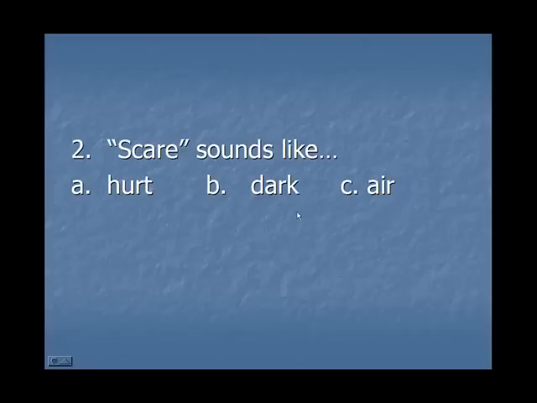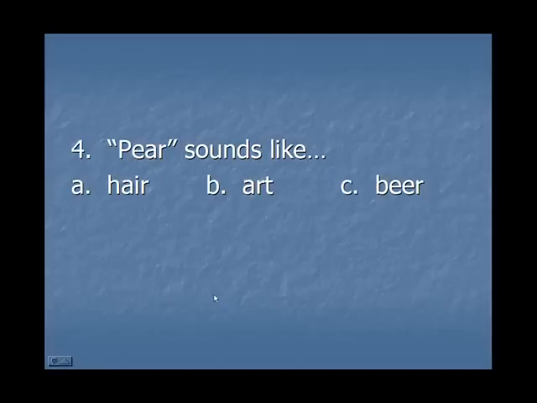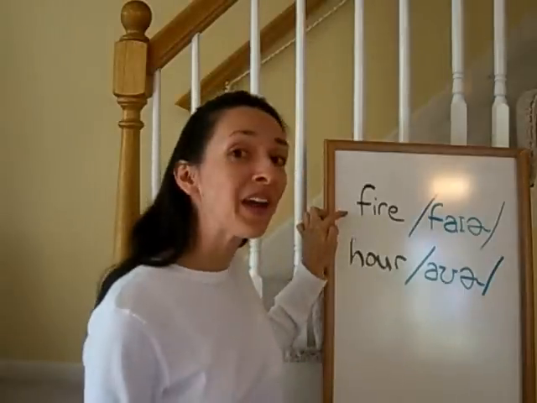2. Scare sounds like A, hurt, B, dark, C, air. Answer. Air. Scare, air. 3. Store sounds like A, there, B, bar, C, four. Answer. Four. Store, four. 4. Pair sounds like A, hair, B, art, C, beer. Answer. Hair. Pair, hair.